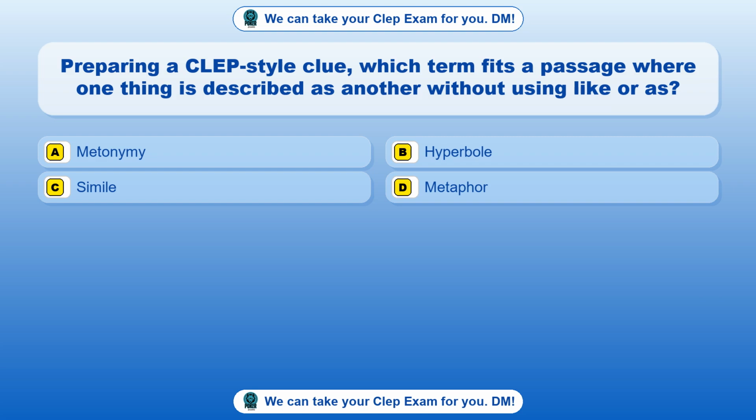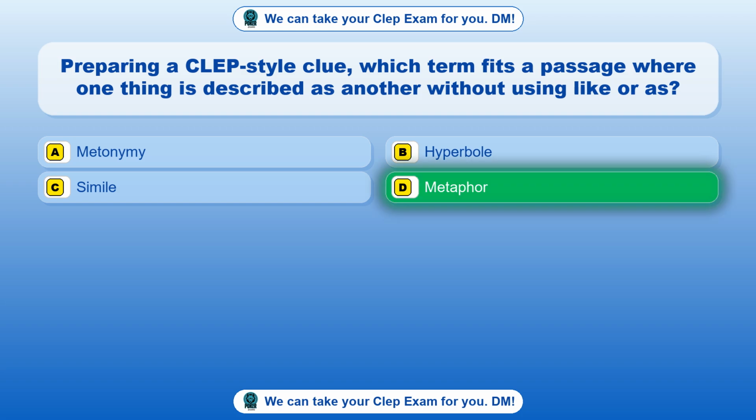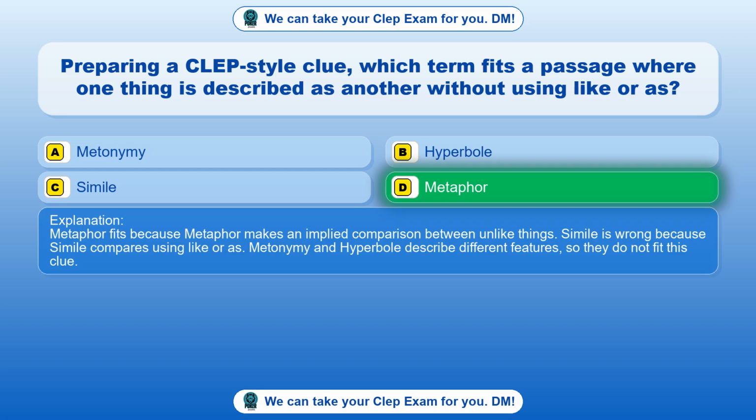Question 37. Preparing a CLEP-style clue, which term fits a passage where one thing is described as another without using like or as? Option A, metonymy. Option B, hyperbole. Option C, simile. Option D, metaphor. The correct answer is option D, metaphor. Metaphor fits because metaphor makes an implied comparison between unlike things. Simile is wrong because simile compares using like or as. Metonymy and hyperbole describe different features, so they do not fit this clue.